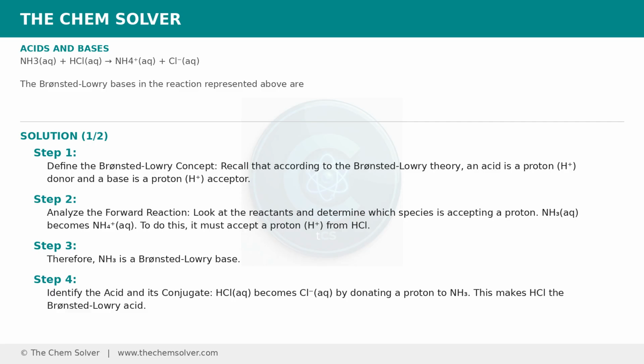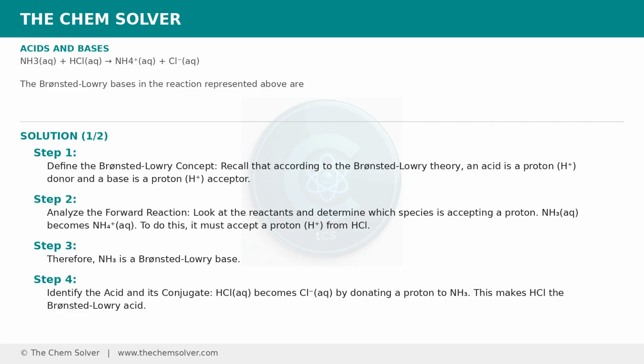Analyze the forward reaction. Look at the reactants and determine which species is accepting a proton. NH3 becomes NH4⁺. To do this, it must accept a proton, H⁺, from HCl. Therefore, NH3 is a Bronsted-Lowry base.